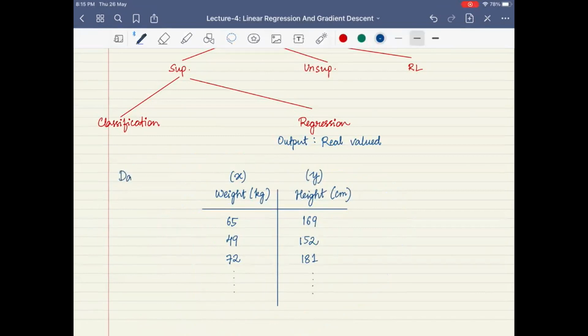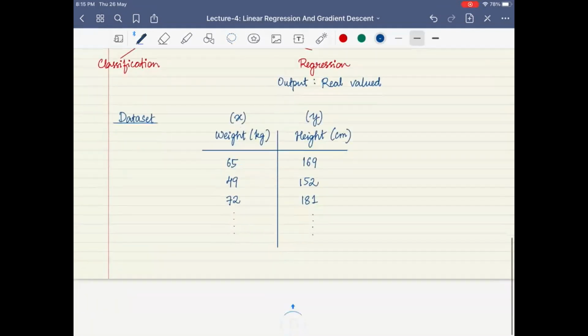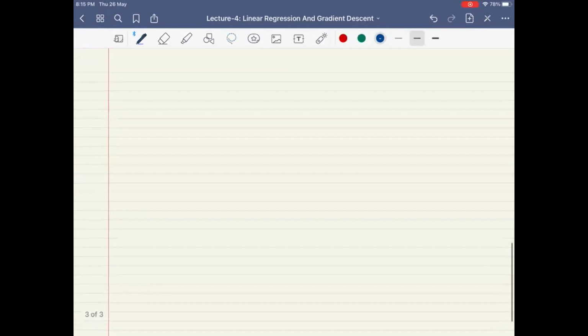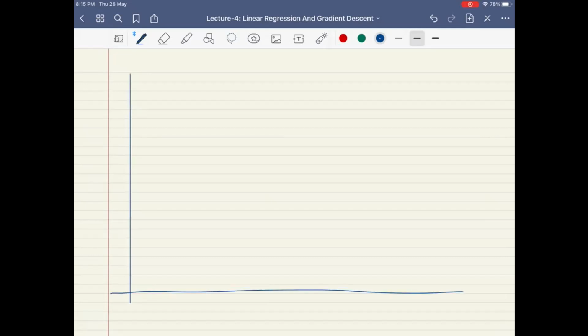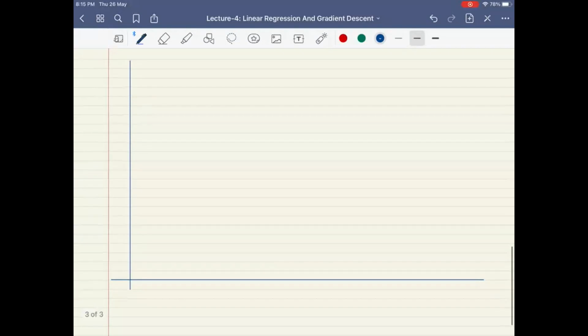So this is the data set. Now suppose, as before, let's draw the graph. I'm not going to draw the graph to scale. I'm just going to plot some numbers. First let's define what the x and y axes are. This is the x axis, this is the y axis. On the x axis, I want to put the weight of the individual, and on the y axis, I'm going to put the height of the individual.